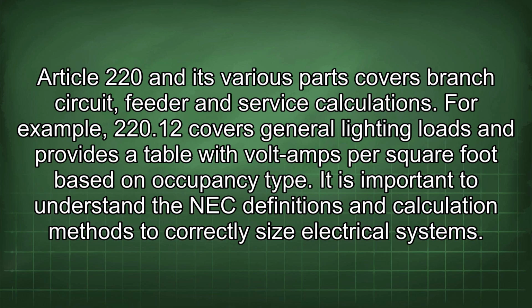Article 220 and its various parts cover branch circuit, feeder and service calculations. For example, 220.12 covers general lighting loads and provides a table with volt-amps per square foot based on occupancy type. It is important to understand the NEC definitions and calculation methods to correctly size electrical systems.